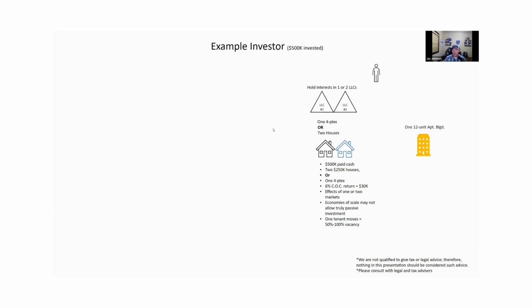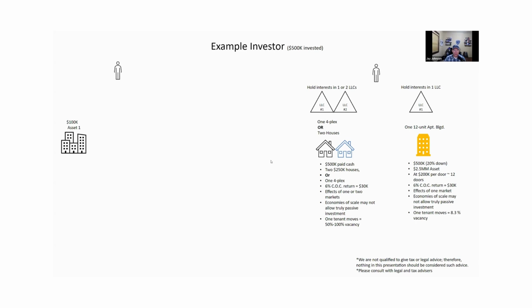Whereas now, let's say you took the same $500,000 and you bought one 12-unit apartment building in your own account, 20% down, you get a $2.5 million asset. Regardless, 6% cash on cash is still 30,000 on the same 500,000 invested. Still probably don't have economies of scale, but we do have the benefit that if one tenant moves out, now we're only about 8% vacant.